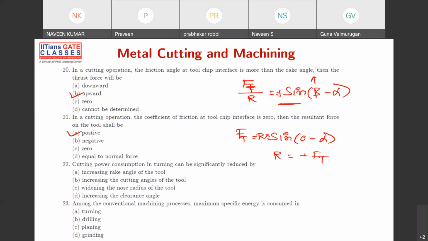Come on, next one. 22. Come on, we are doing a little late. Come on, we have to do fast. So many questions are there. Come on. People are joining now also. Come on. 22nd. Okay, which question, Navin, you are asking? You are answering or you are asking a question, right? Okay.